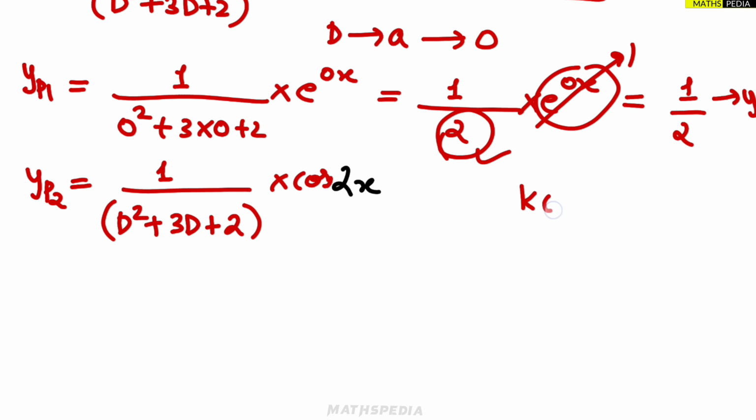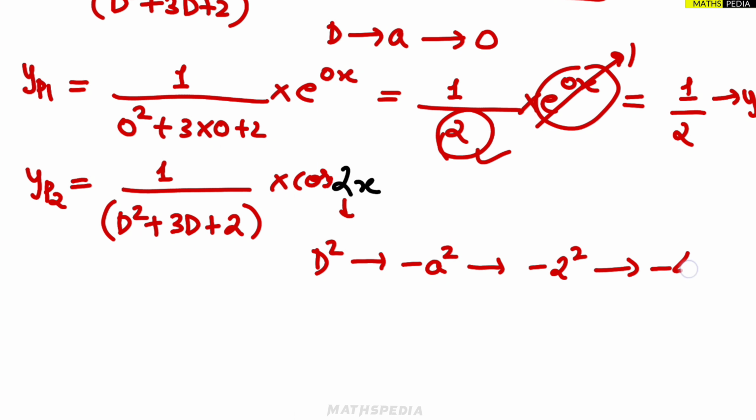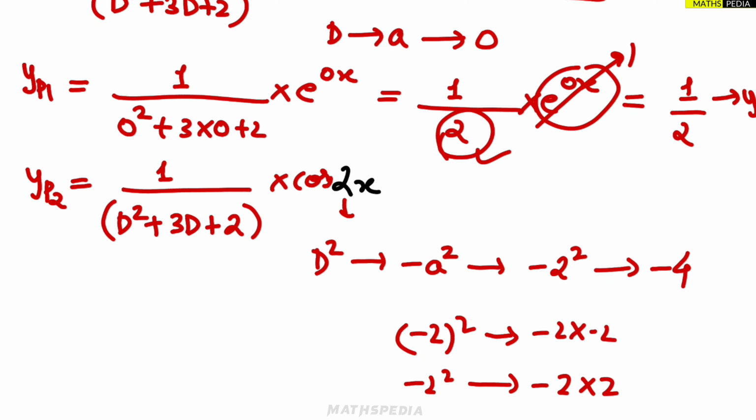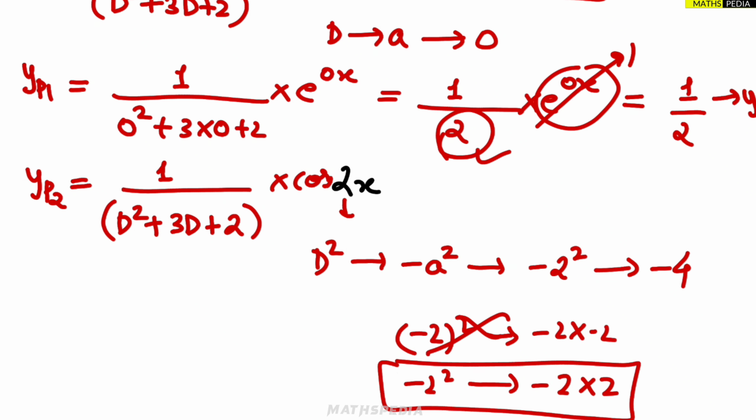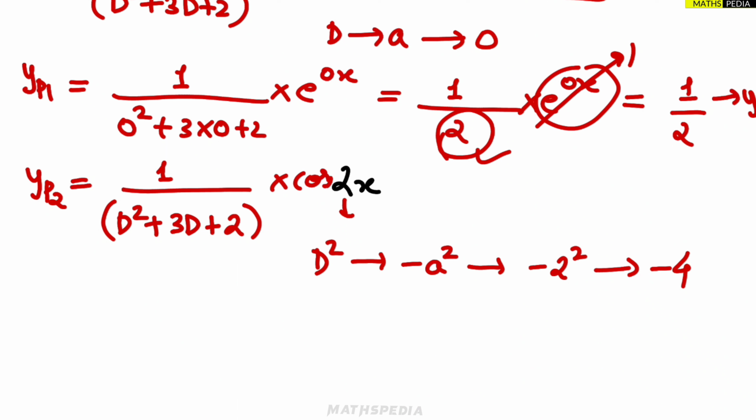If we compare k cos ax, the a value is nothing but 2 here. But what is the substitution? D square you have to substitute as minus a square. What is minus a square here? The a value is 2. So it will be minus 2 square. What is the value of minus 2 square? Minus 4. How did I get minus 4? See, there is a difference between minus 2 the whole square and minus 2 square. Minus 2 square means minus 2 into 2. Minus 2 the whole square means minus 2 into minus 2. We are not doing this part. We are doing this part. So instead of D square, we are going to substitute minus 4.